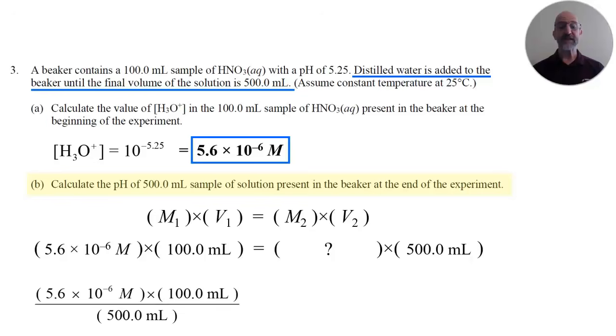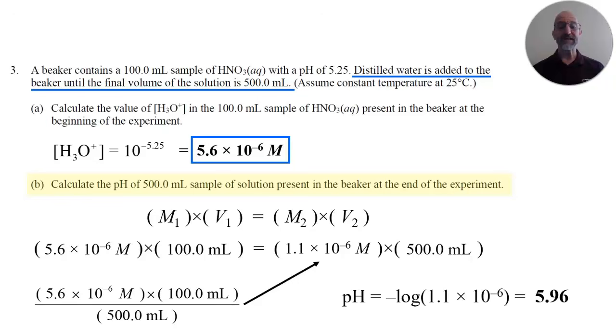So if you take 5.6 times 10 to the negative 6 and essentially divide by 5 based on this 1:5 dilution with water, then the new concentration of the hydronium ion works out to be 1.1 times 10 to the negative 6 moles per liter. Now, that's not the answer to part B. We still have to take the negative log of the concentration of the hydronium ion. And when we do that, to get the pH, I would predict that the pH is going to be still less than 7, but it's going to be greater than 5.25. So when we do this math, we get 5.96 for the pH of the solution that is present in the beaker at the end of this experiment.